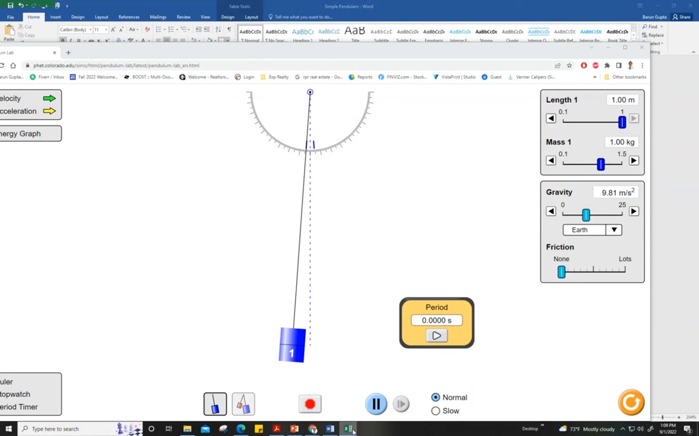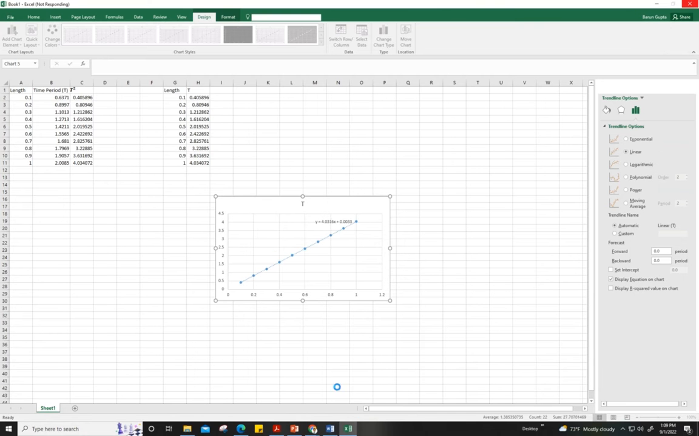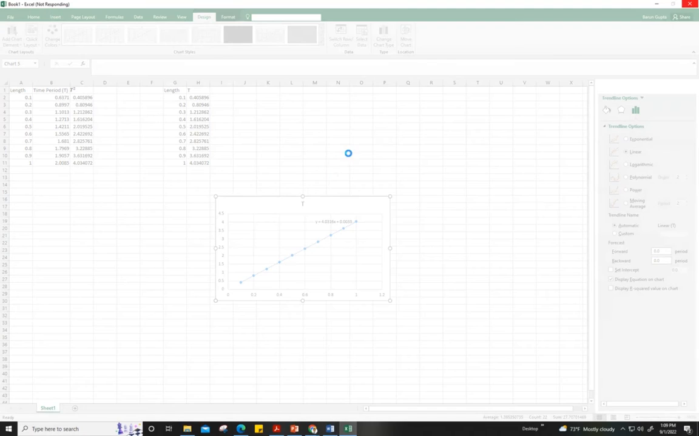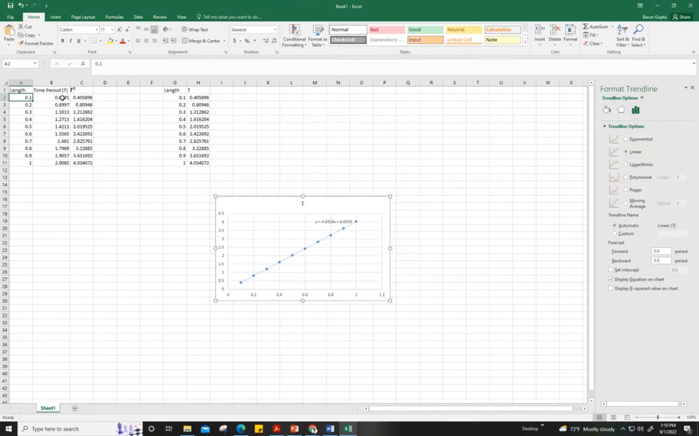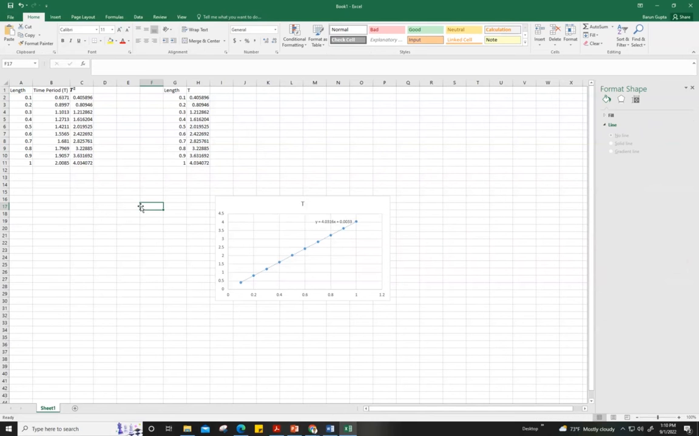So let me open this one here. Once you have measured the time period, here it is. It's just taking a little bit of time. Okay, here we go. So we have the length, and then I measure the time period. And then you have to calculate the t squared. How do I calculate the t squared?